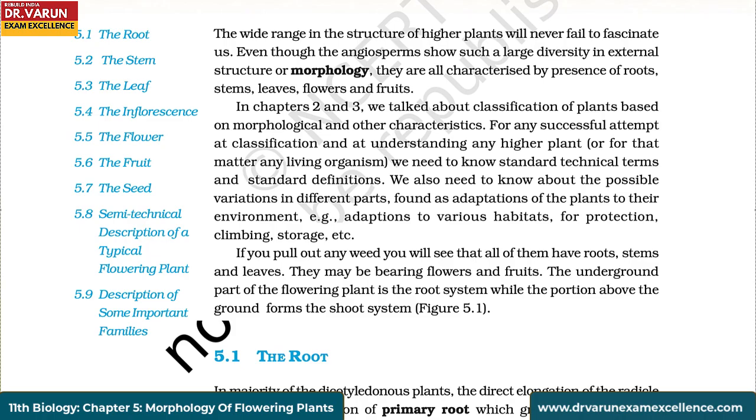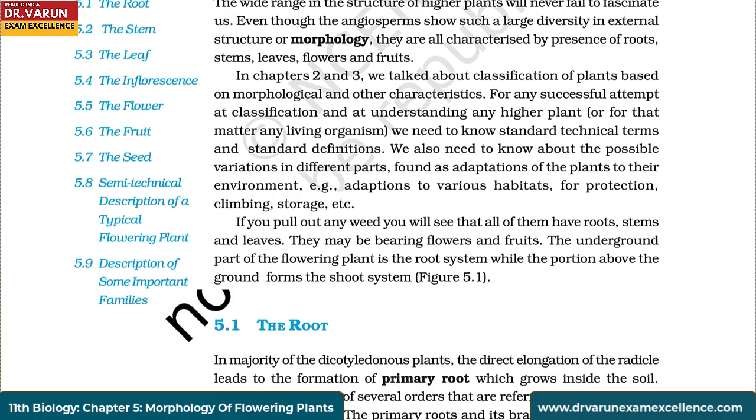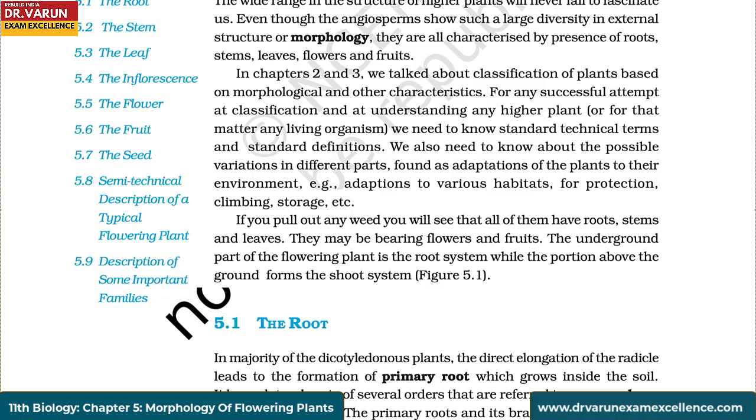If you pull out any weed, you will see that all of them have roots, stems, and leaves. They may be bearing flowers and fruits. The underground part of the flowering plant is the root system, while the portion above the ground forms the shoot system.